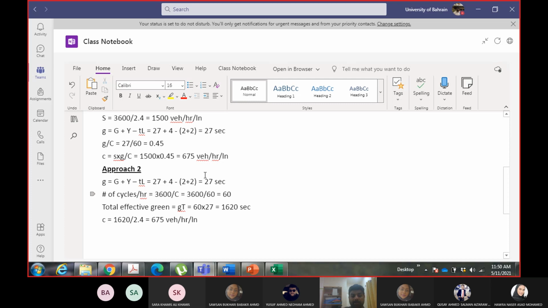So the value should be the same, but these are two different approaches. In the first approach, I calculated the saturation flow and then multiplied with the proportion of effective green of the cycle length. In the second approach, I calculated the total effective green time of the hour and divided with the saturation headway, because during effective green time, the vehicles move at saturation headway. So in both cases, you should be getting the same value.